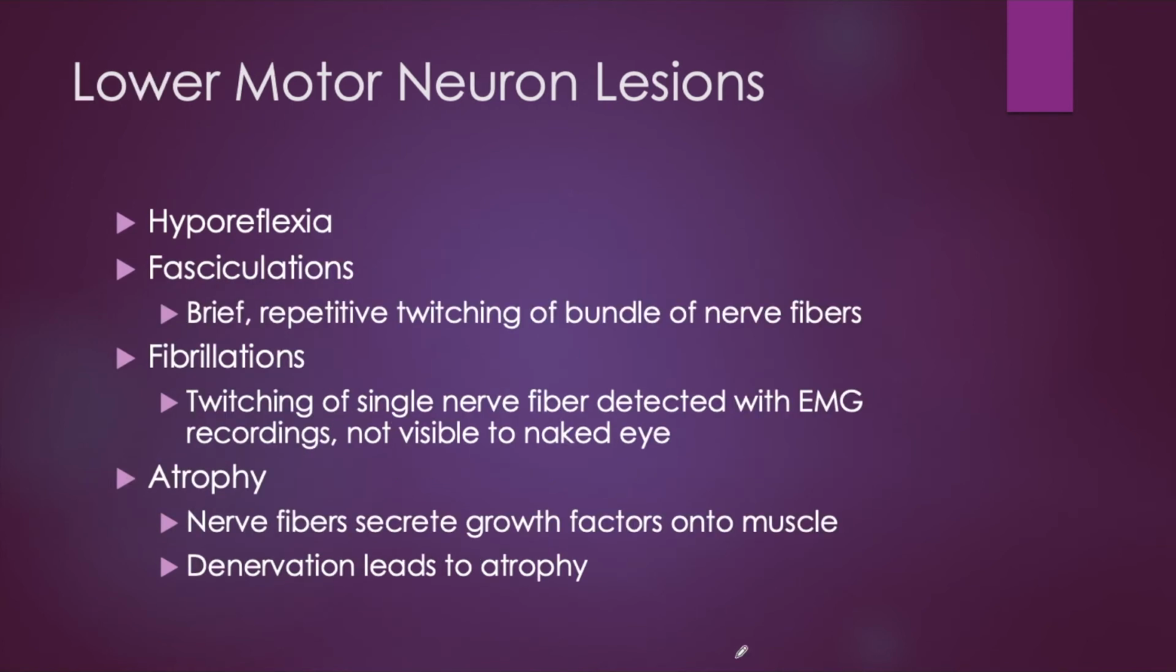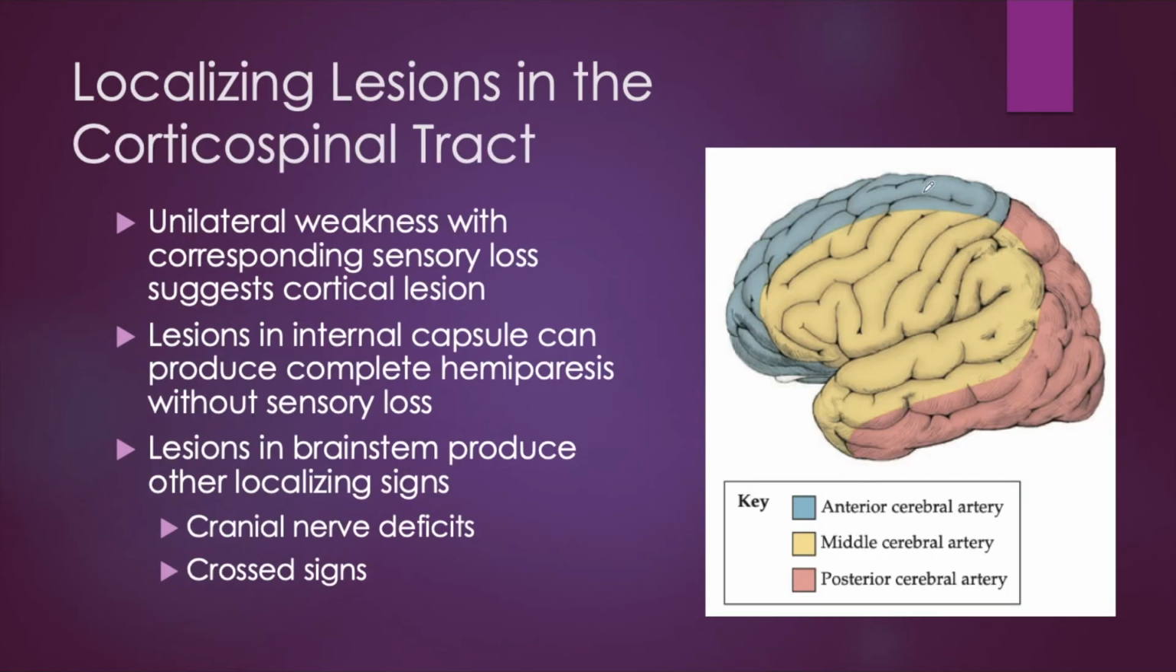In contrast, lower motor neuron lesions produce hyporeflexia. You can also see fasciculations, which are nerve fiber bundles twitching at rest. Fasciculations are visible on clinical examination, but fibrillations are too small to be seen because fibrillations are twitching of single nerve fibers. Fibrillations can only be detected with electromyography. You may also find atrophy with chronic lower motor neuron injuries, which occurs because the muscle stops receiving growth factors from the lower motor neuron when the lower motor neuron is injured.